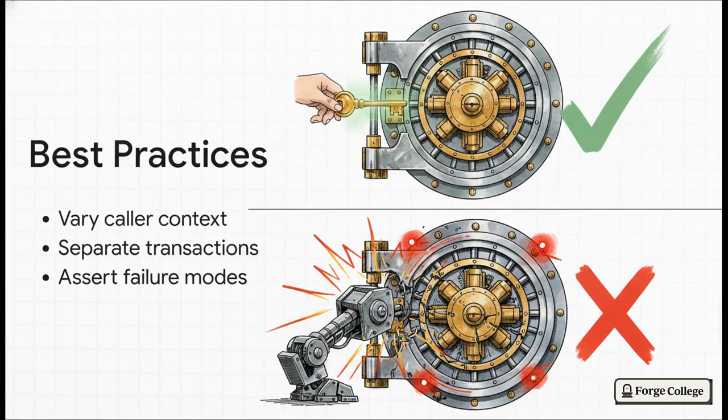But tests aren't just about reading friendly greetings, right? We've got to vary the caller context with explicit signers, separate our transactions from read-only calls, and assert expected failure modes using functions like revertedWith. It's so crucial to remember that we aren't just testing if the door opens when it's unlocked. We absolutely must test that the alarm blares when an unauthorized non-owner tries to kick it down.